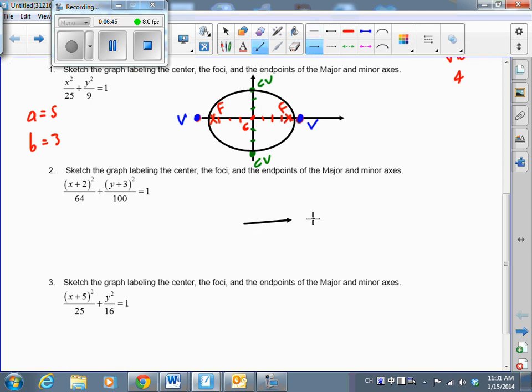I will start by doing my X and Y coordinates. Do you think it's horizontal or vertical? Vertical. What's A? What's B? Very good. What's the center?